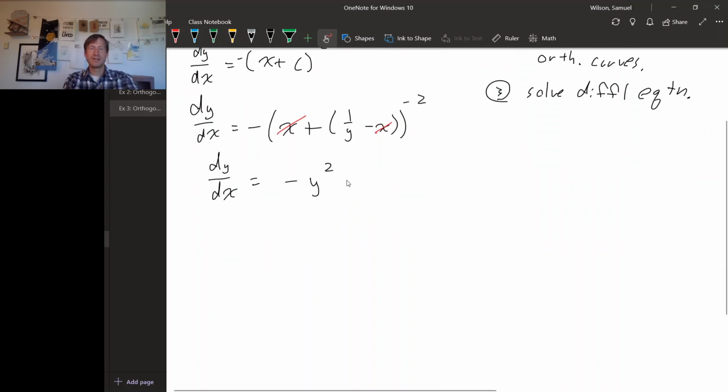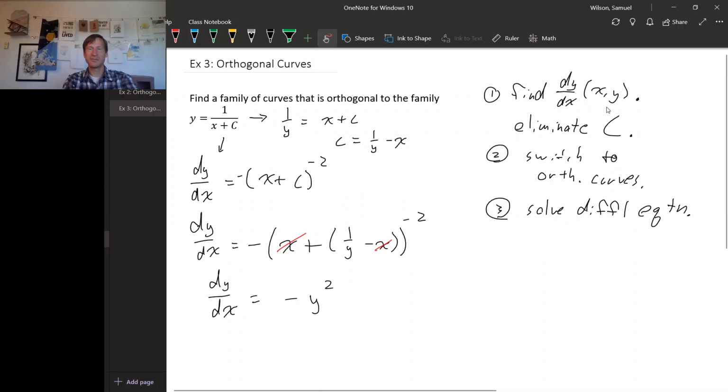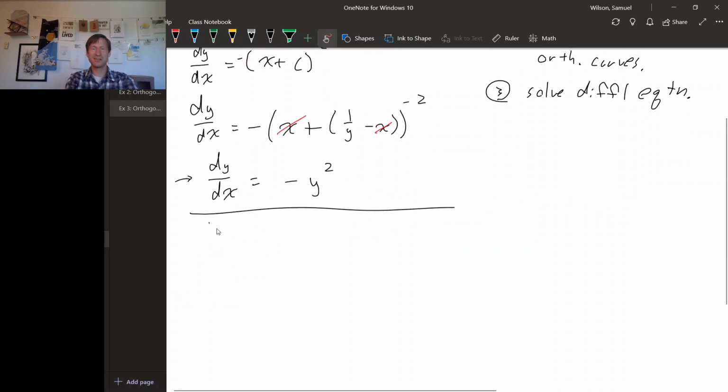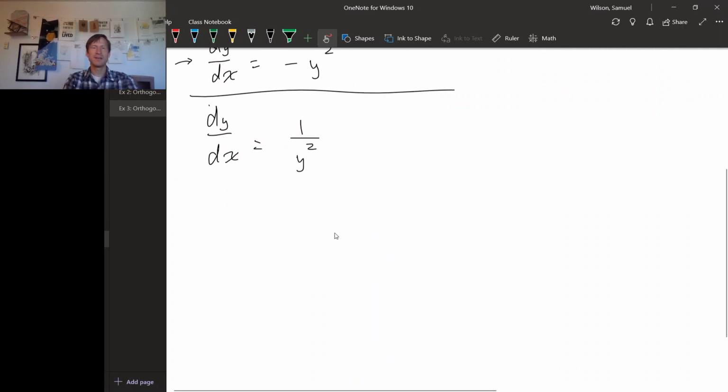All right, that was step one in our plan. We started with an equation for our family, and we produced a differential equation that describes it. This is essentially a differential equation that tells you about the parallel slopes to the original family. So now we need to switch to the perpendicular slopes. And to do that, we do a negative reciprocal. So drop the minus sign, switch to 1 over y squared. So now this is the perpendicular equation. And then solve this to find the perpendicular curves.